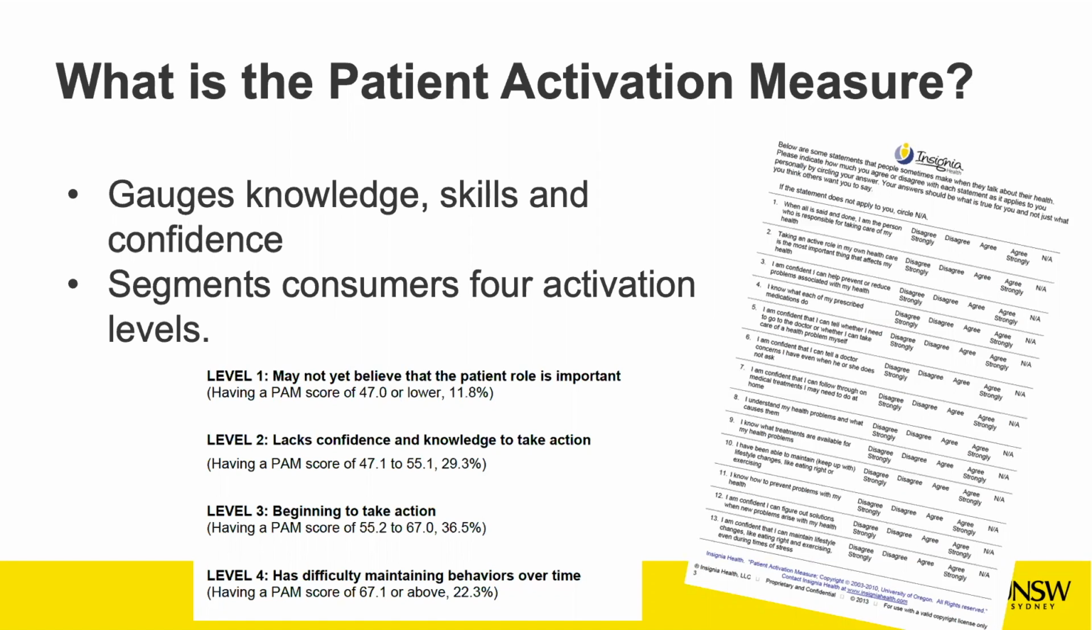The reason I paraphrased them earlier is that some of the formal language used to categorize them, people struggle with a little bit. So the highest level actually has difficulty maintaining behaviors over time as the formal characterization of it. But what that means is maintaining that level of activation and control, even in the face of adversity and challenges of life and multimorbidity and those sorts of things.